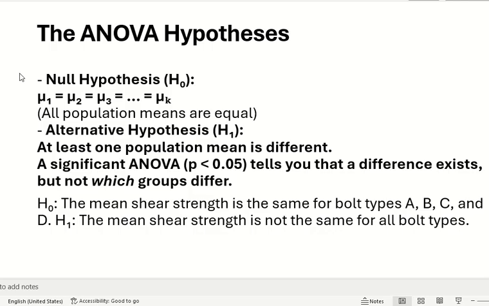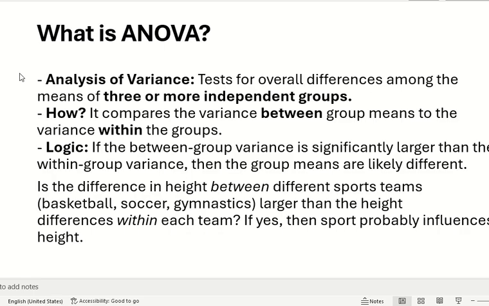But the point is, if any of the means is different, then it will reject the null hypothesis. So the alternate is that at least one is different. Just to explain, because we've already written here, the between group variance is significantly larger than the within group variance. It's always this case or equal.